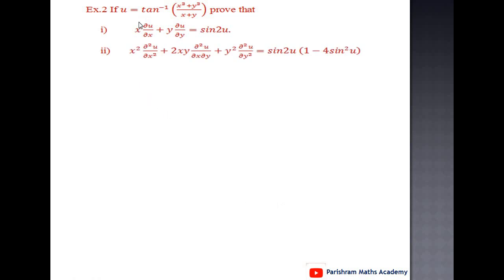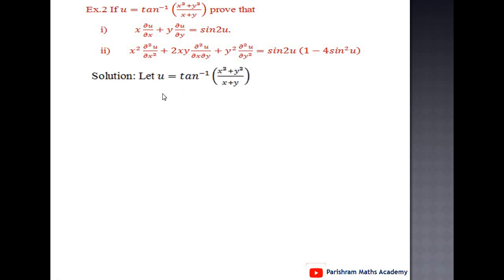Next example. If u equals tan inverse of (x³ + y³)/(x + y), then prove that, number 1, x ∂u/∂x + y ∂u/∂y equals sin 2u. And second, x² ∂²u/∂x² + 2xy ∂²u/∂x∂y + y² ∂²u/∂y² equals sin 2u (1 − 4 sin²u).